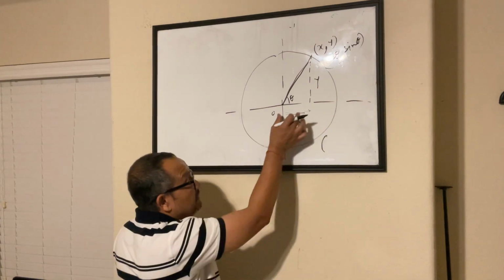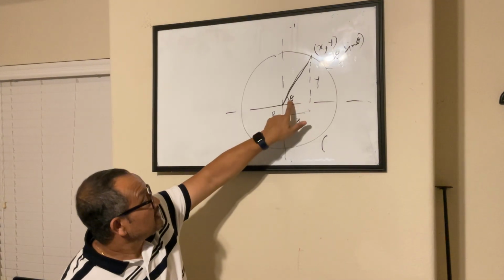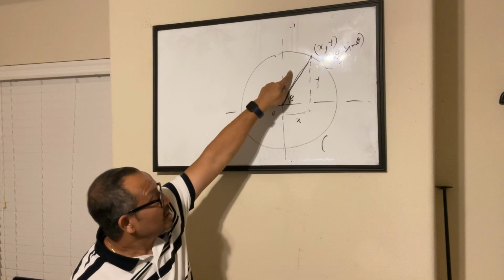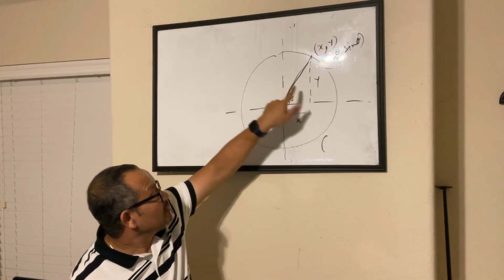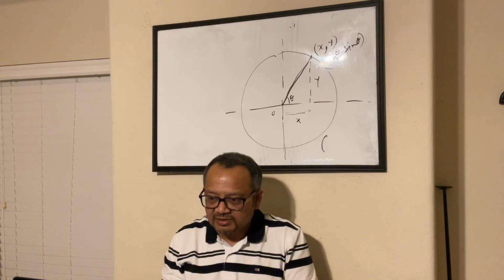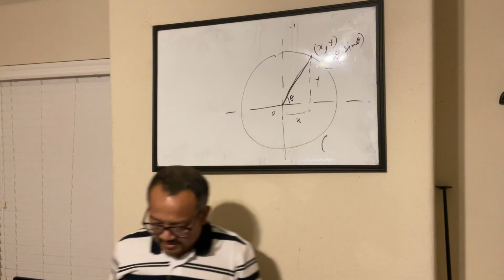And again, if you are not able to recall what we discussed, this is your x coordinate, cos of theta. Since the radius is 1, x by 1 is cos theta, y by 1 is sine theta. Make sense? Yes, sir.